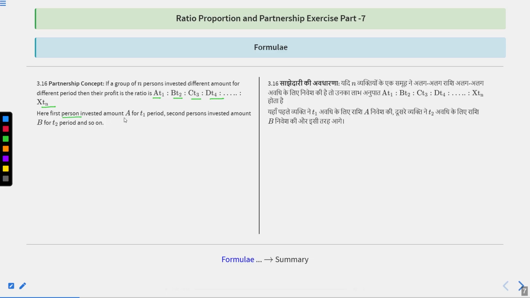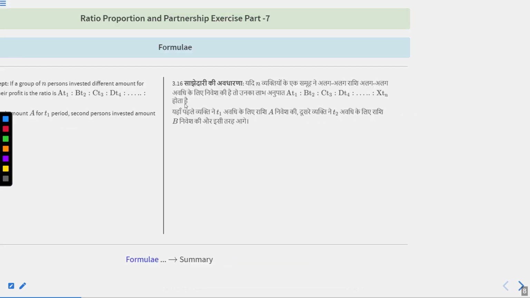where the first person invested amount A for T1 period of time. In the same way, the second person invested amount B for T2 period of time, and so on. Clear? Now let's see some questions.